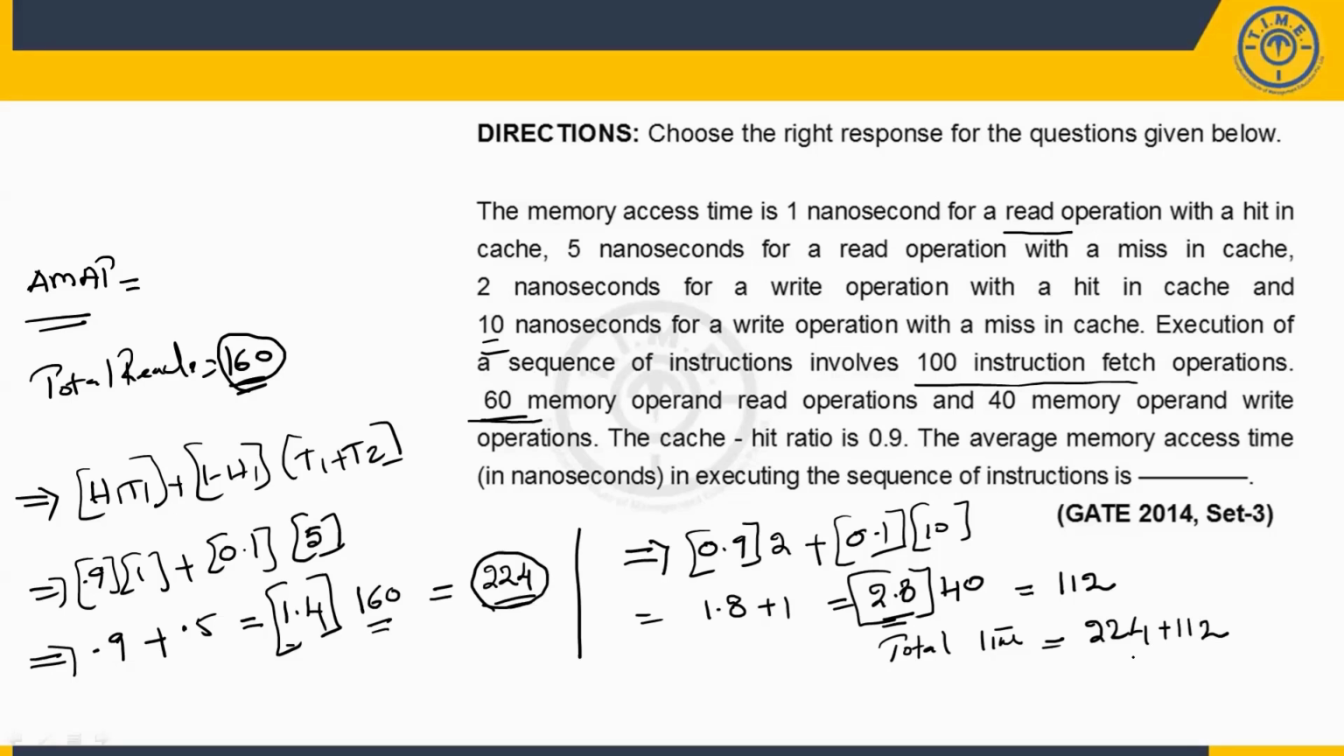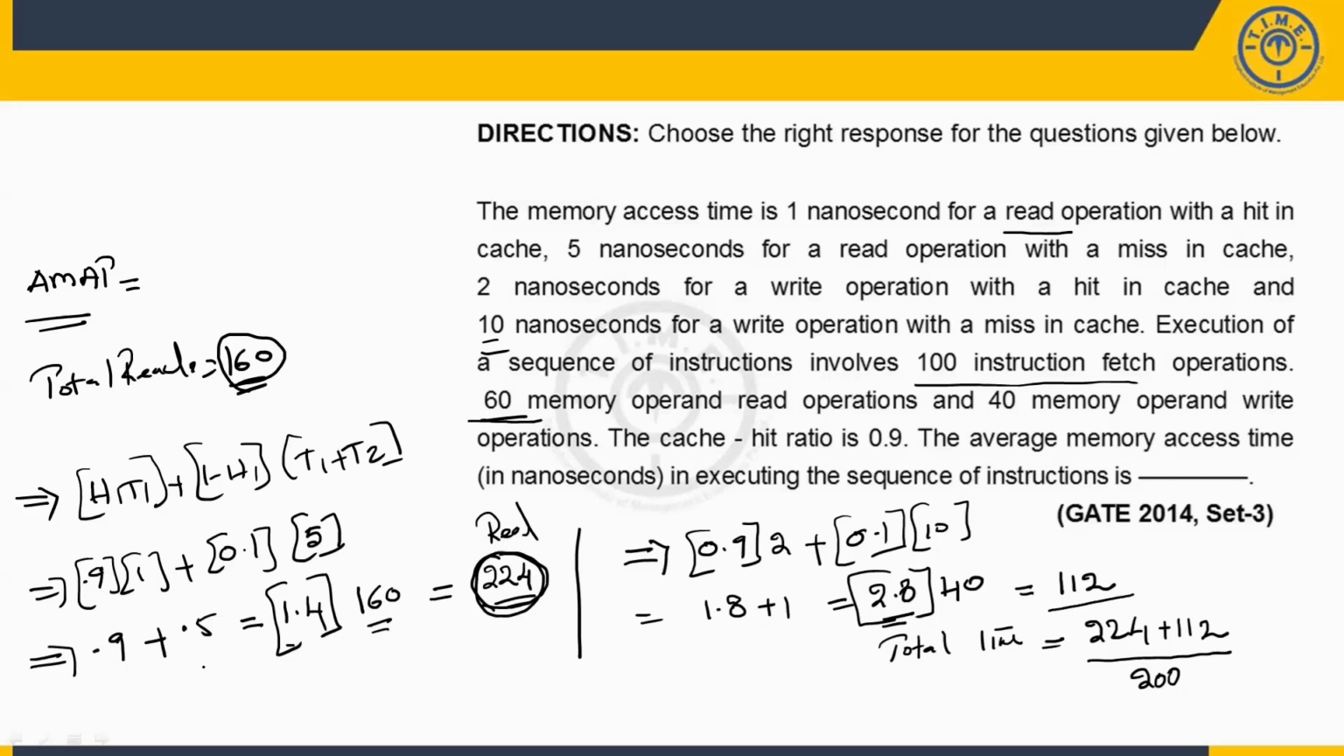If you want to get average memory access time, we need to divide total time by total operations. Total operations is 160 plus 40, which is equal to 200. Did you understand, Ravi and Balaji? This is the total access time for the reads. This is the total access time for the writes.